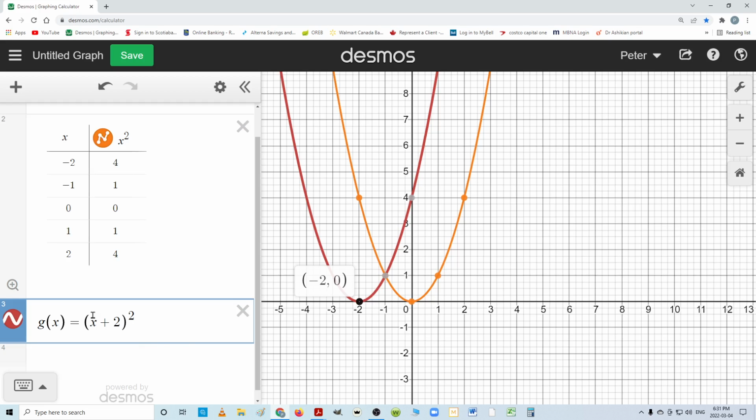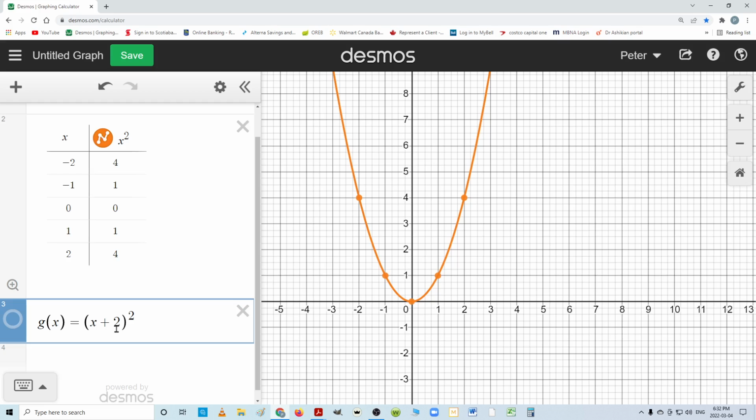You'll discover x translations do the opposite of what you'd think. So for translations to the right, when you see a plus number here, it's actually going to be to the left. Just the same way that the vertex here is the opposite. You're just going to have to get used to and memorize that x translations do the opposite of what you think they're going to do.